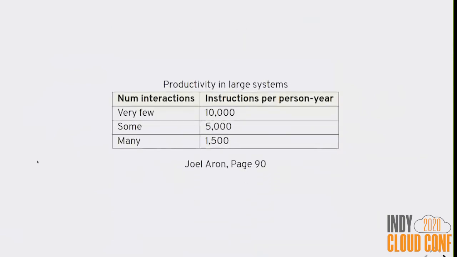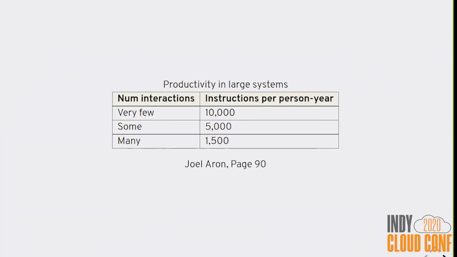Another test run by Joel Aaron found that productivity in large systems changed depending on the number of interactions within the code base. And I'm actually not sure if this research was interactions with people or code, but I think it's both. In a system with very few interactions, you can produce 10,000 instructions per person per year. At the other end, if there's a lot of interaction, it goes down almost an order of magnitude. With a system with lots more interactions, you are almost 1/10 as productive.